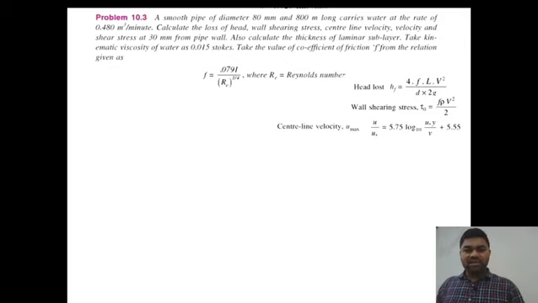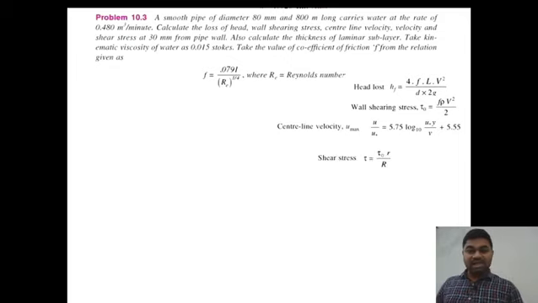Next, the center line velocity, that is U maximum. At the center line, the velocity will be maximum. It is calculated by U by U star, where U star is the shear velocity, average mean velocity by shear velocity, is equal to 5.75 log to the base 10 of U star y by nu, kinematic viscosity, plus 5.55. It is found out by this formula.